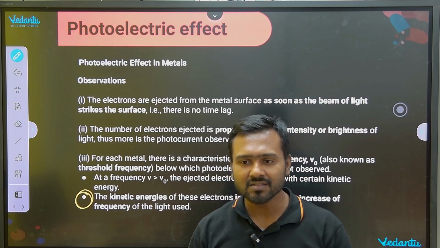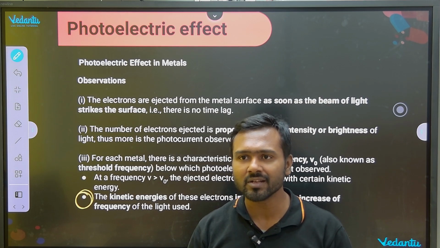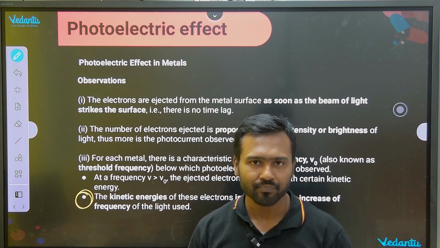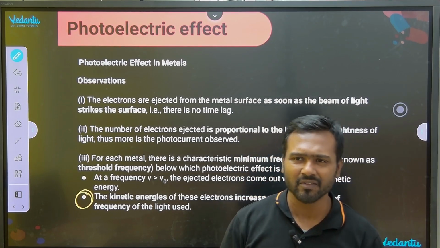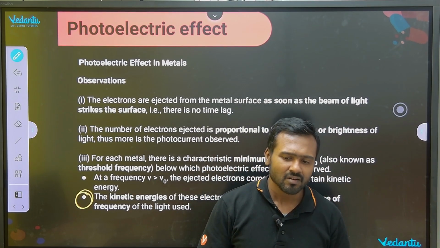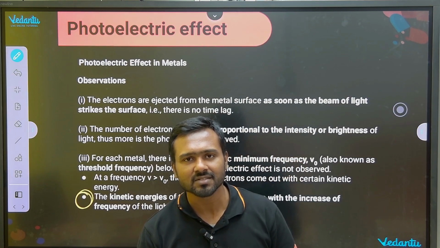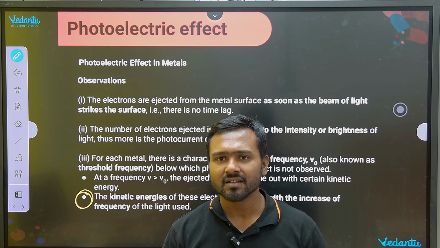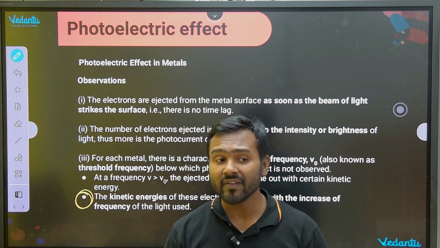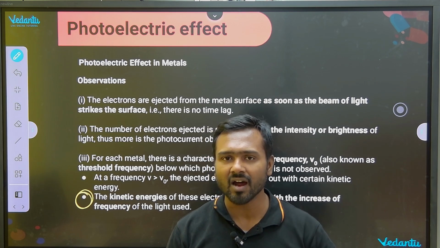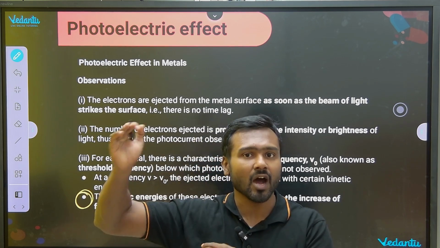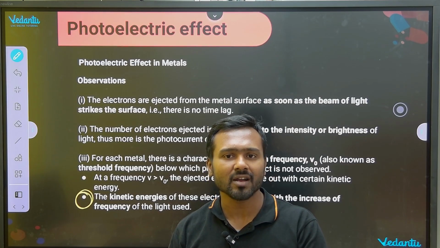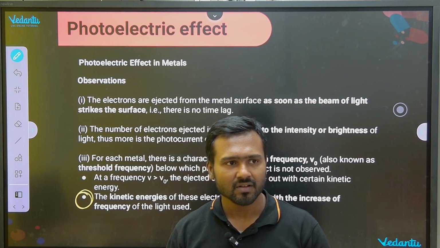Is the number of ejected electrons going to increase if the frequency of incident light increases? No. These points they asked previously so many times. Nowadays they are not concentrating, but this is very, very important. When frequency increases, the kinetic energy of ejected electrons increases, but not the number of electrons ejected out. The electrons ejected out are called photoelectrons.